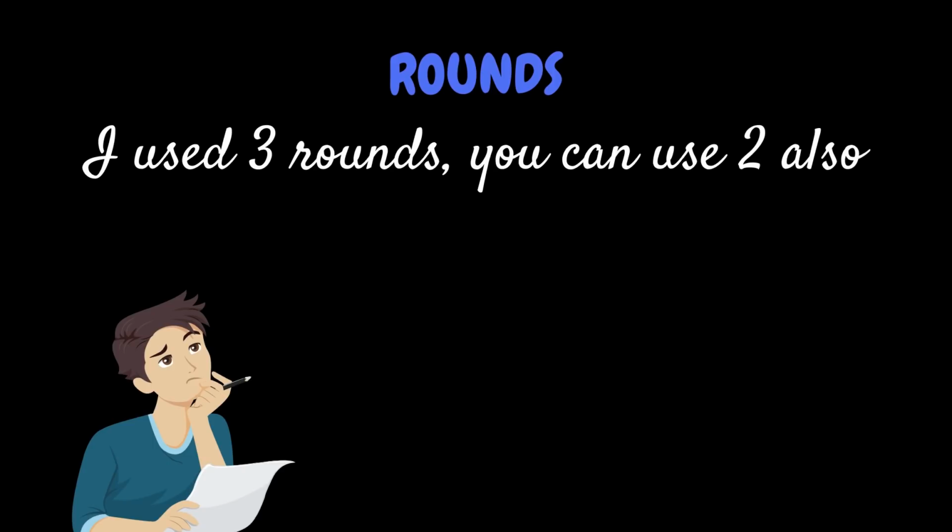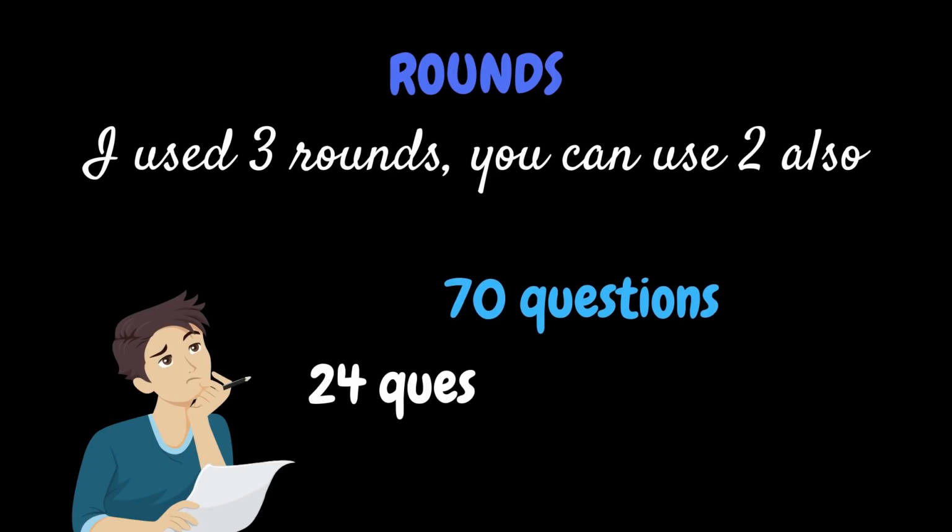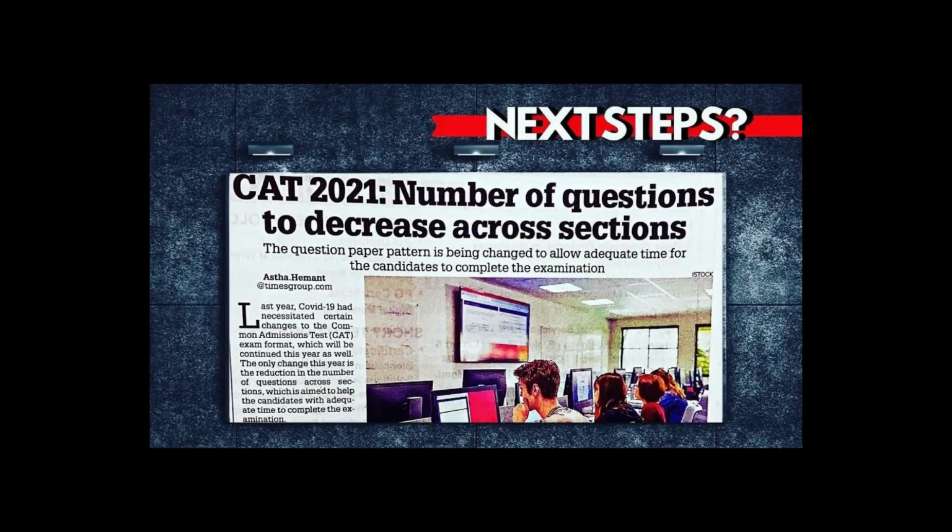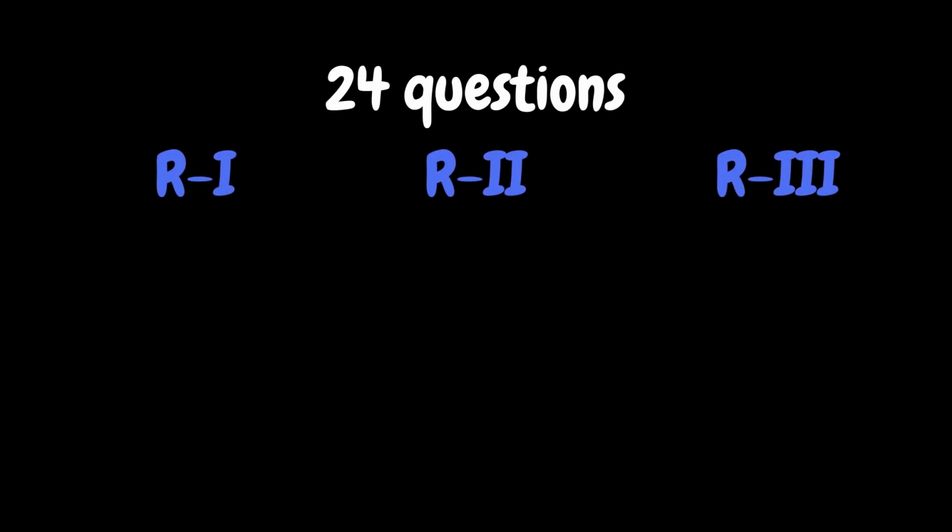So let's assume that there are going to be 70 questions in total and 24 questions in the cons section to be solved in 40 minutes. Since the pattern has not been released yet, I am assuming this as we had discussed in the last video on the new expected pattern. So now, assuming that we take 24 questions in mind, let's divide them into 3 rounds in which we are going to attempt different kinds of questions.